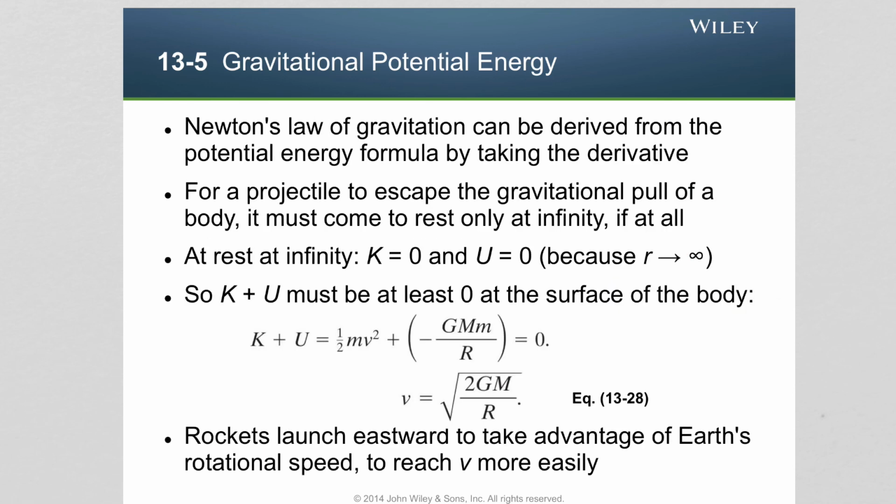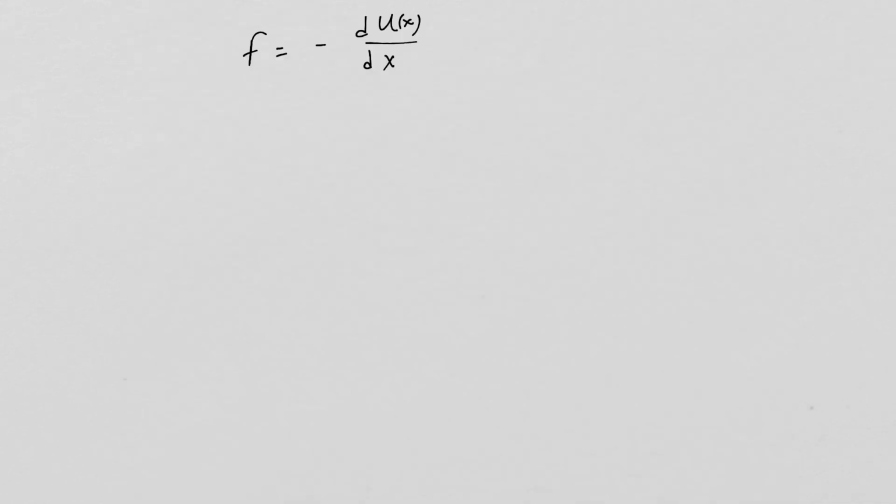Let's now discuss several important points related to gravitational potential energy. So first, Newton's law of gravitation can be derived from the potential energy formula by taking the derivative. Remember from our previous discussions that if we know the potential energy function as a function of position, and I take the negative of the derivative with respect to position, that's going to give me the force that acts on this particular particle as a function of position.